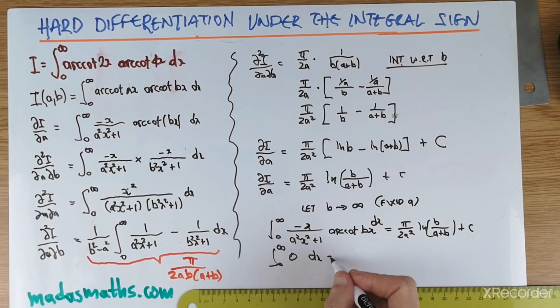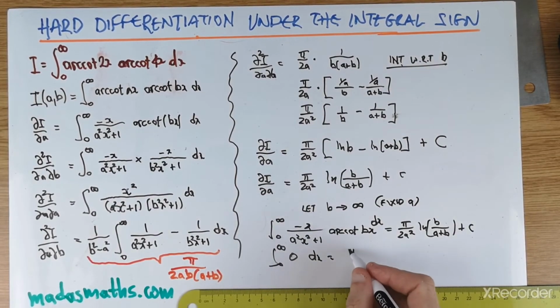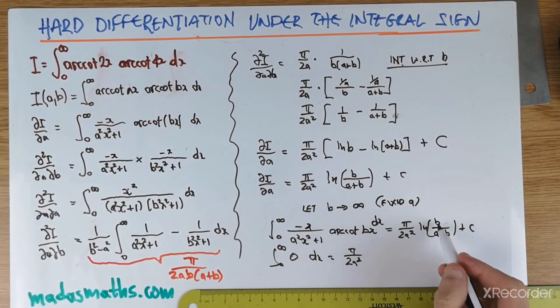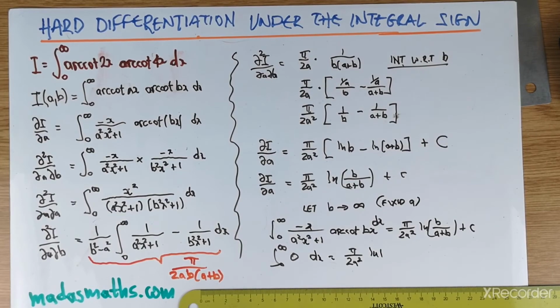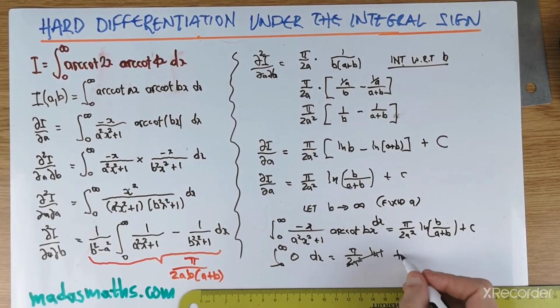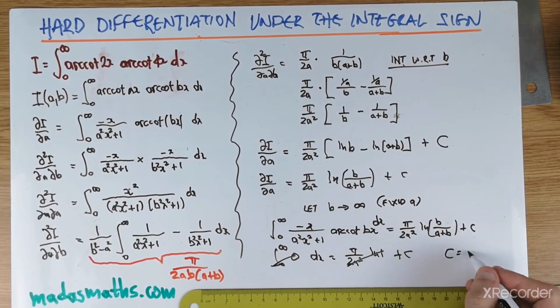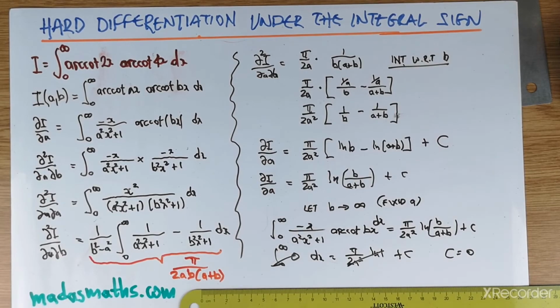0 dx is equal to pi over 2a squared. A is fixed. But now if b goes to infinity, that essentially will limit to 1. And of course the log of 1 is 0. This is 0. C is 0. Fantastic. So what we have found so far, just make sure we got all the bits ready.